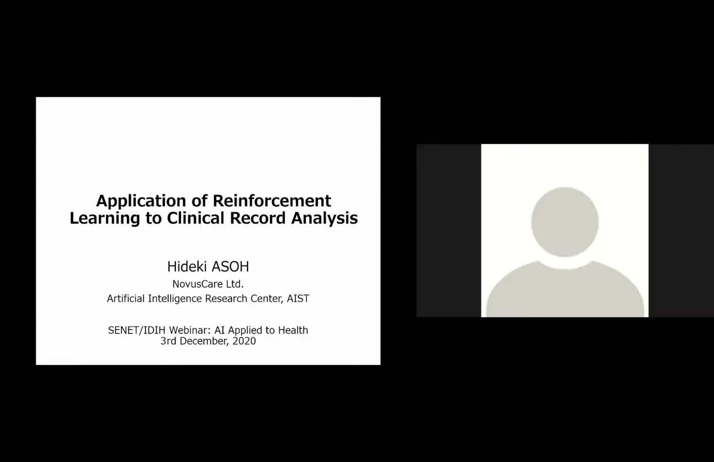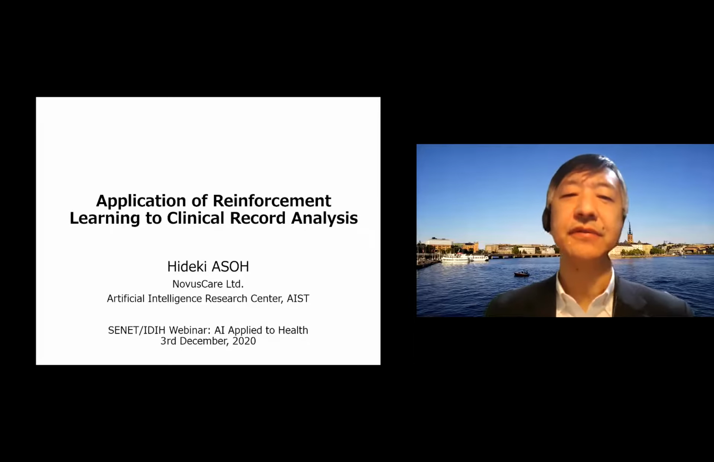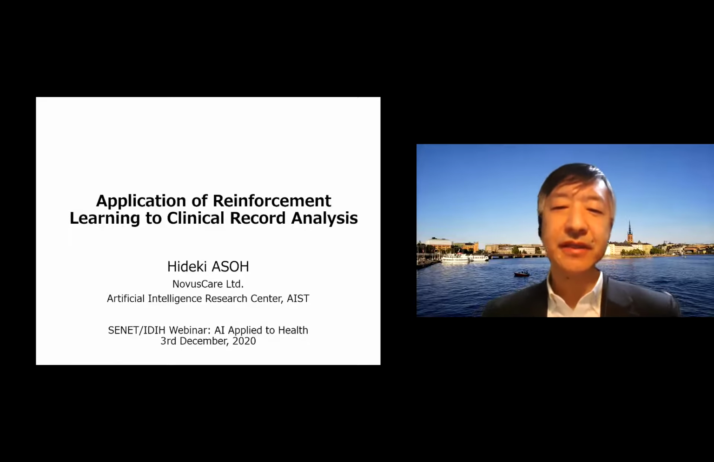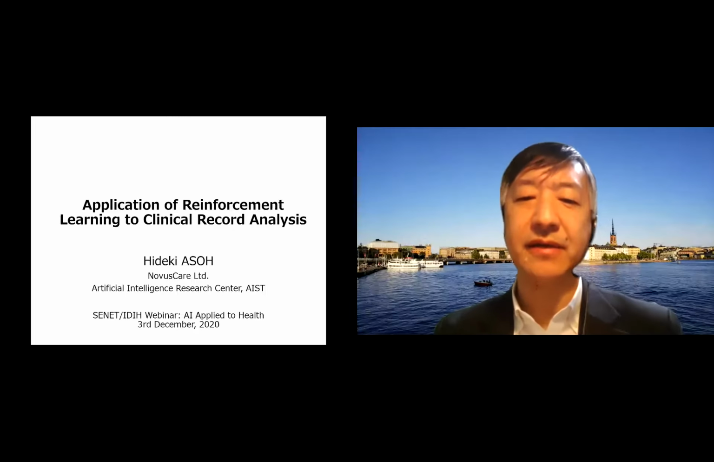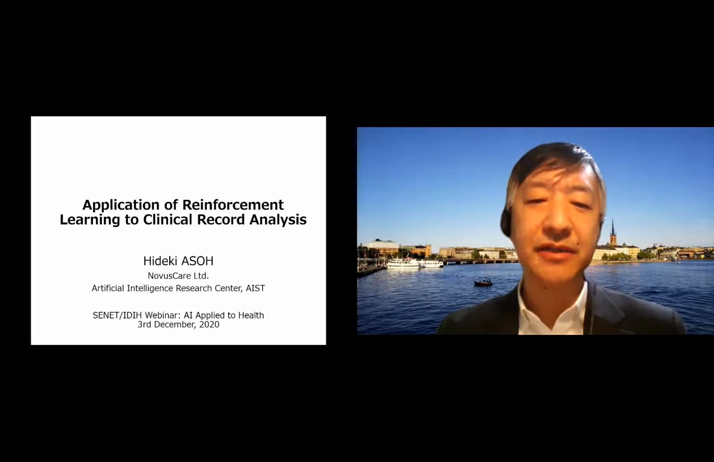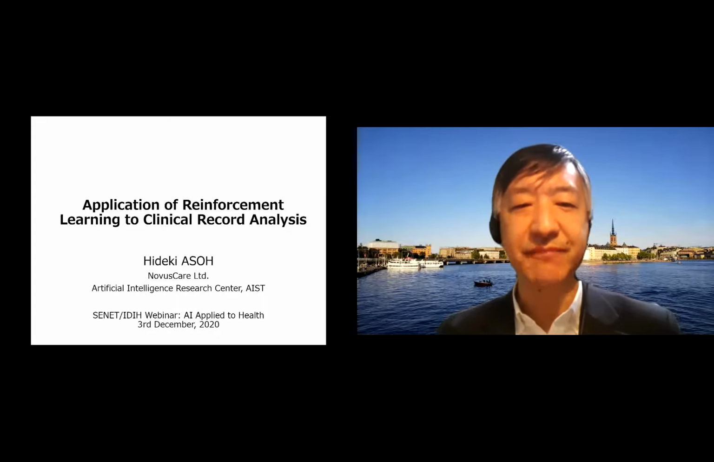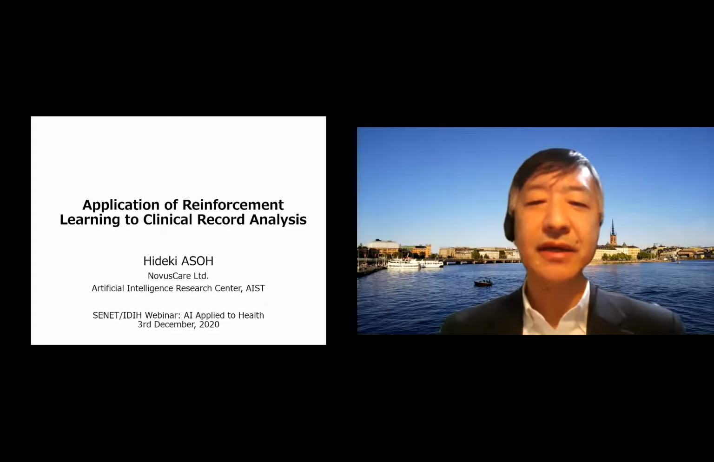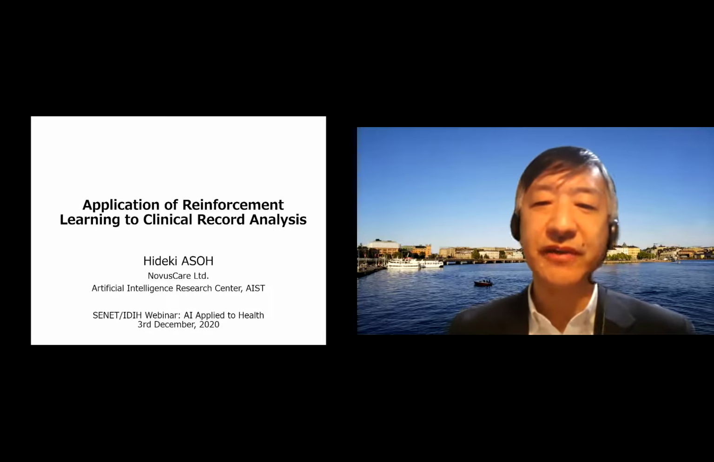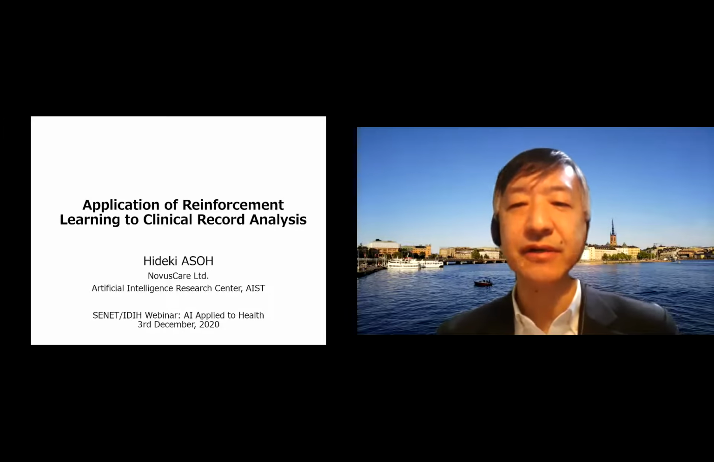Thank you very much for the introduction and invitation to this conference. I'm Hideki Aso from Novacare Limited and also from the National Institute of Advanced Industrial Science and Technology in Japan. So today I'd like to talk about the application of reinforcement learning to clinical record analysis.